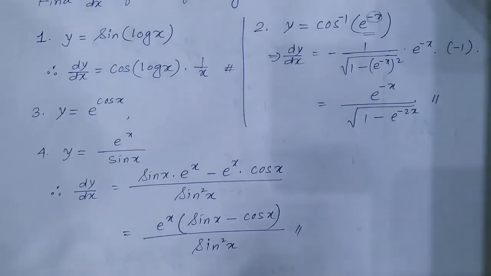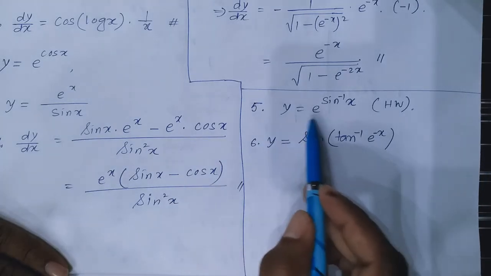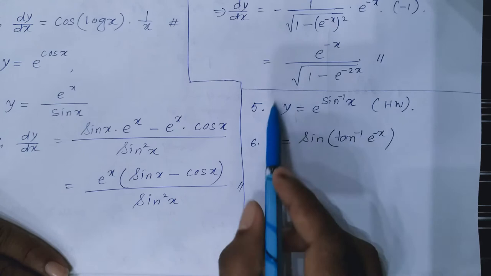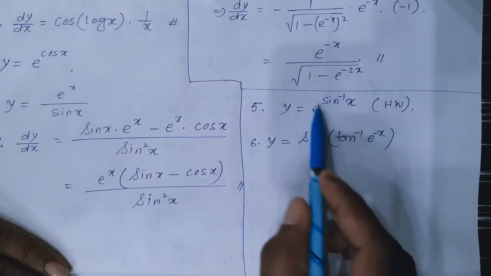Okay, so this is the solution of the answer. Now come to the next question. So this is your next question. y is equal to e to the power sine inverse x, and you can solve this. So this is homework. First e to the power function derivative, then sine inverse derivative.